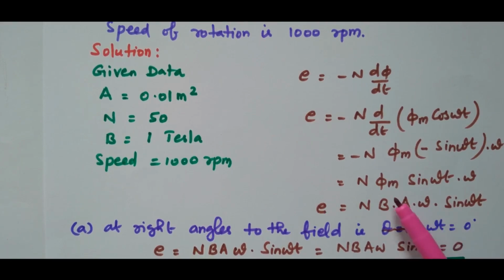The φm is written as B into A, magnetic flux density into area, because the φm value is not available, but the B and A values are available. Actually B equal to φm by A, so φm equal to B into A, giving E equal to n B A omega sin omega t. So by using this formula we can find the induced EMF for 3 different conditions.